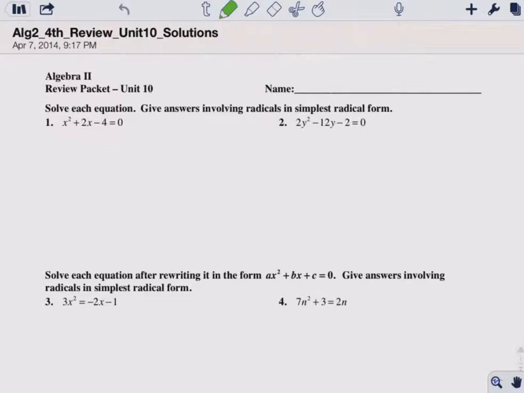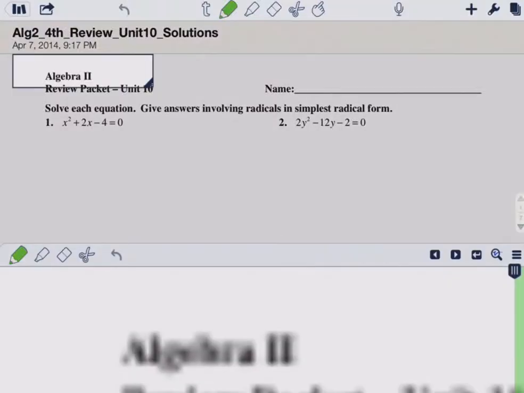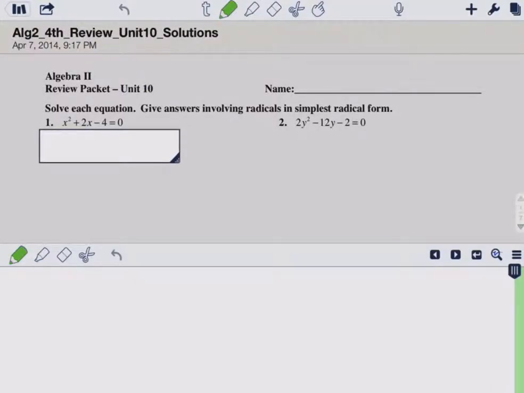Okay, this is my fourth period, Algebra 2. This is Unit 10, Review Packet Solutions and Work, Problems 1 through 6. Solve each equation, give answers involving radicals in simplest radical form. These are quadratic formula problems.